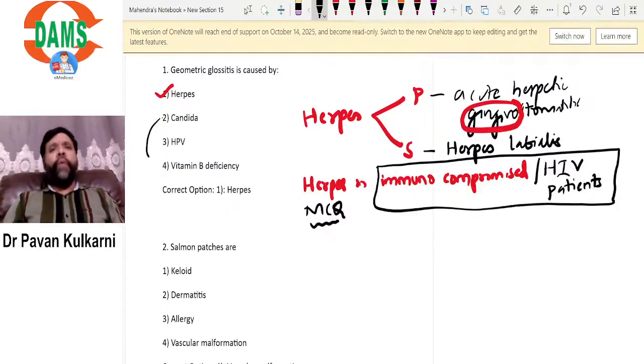HPV, human papilloma virus, doesn't cause anything like glossitis. Vitamin B deficiency, yes, of course. Vitamin B deficiency causes glossitis, mainly the deficiency that leads to megaloblastic anemia or pernicious anemia. There you will see glossitis definitely. Okay, that's about the first MCQ.